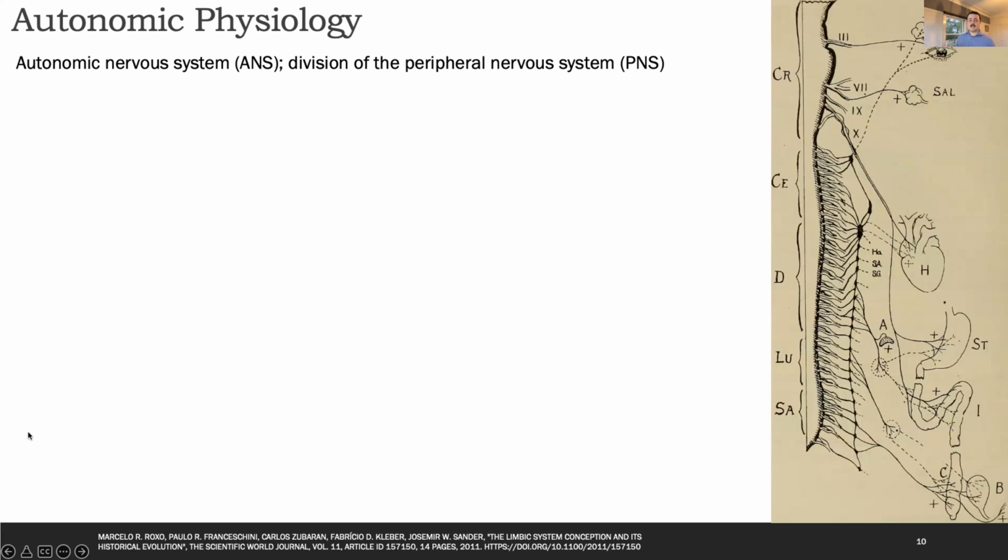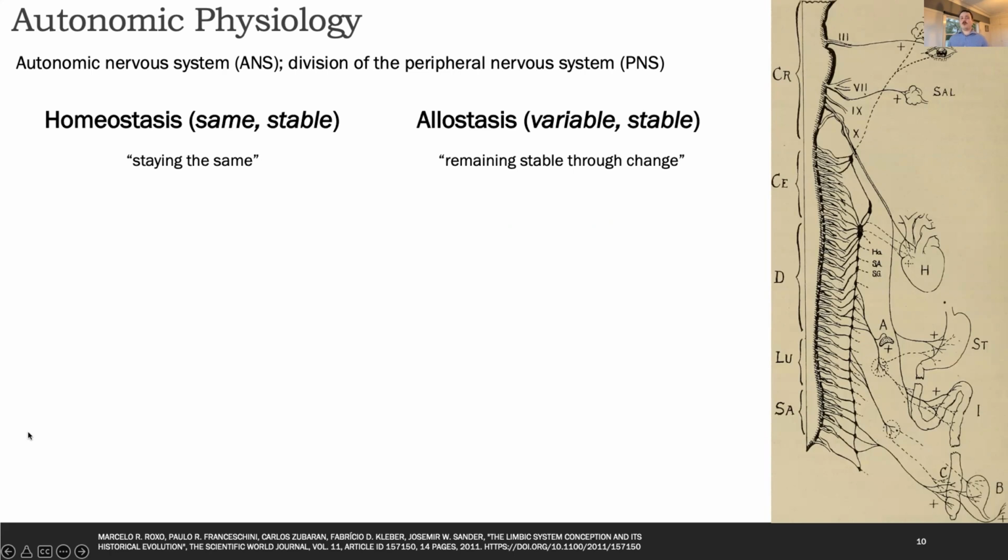And that leads to one of my favorite topics, which is autonomic physiology. So when we talk about autonomic physiology, we're talking about activity of the autonomic nervous system, which is a division of the peripheral nervous system. So all the nervous system outside of the brain. And this system regulates our organ function by communicating between the brain and the spinal cord, which is our central nervous system. And the main role of this autonomic nervous system is homeostasis and allostasis.